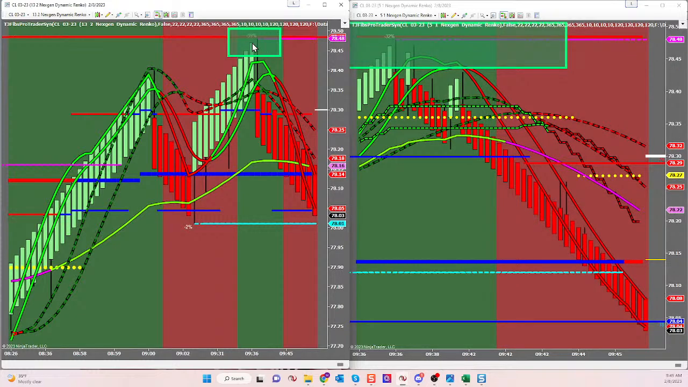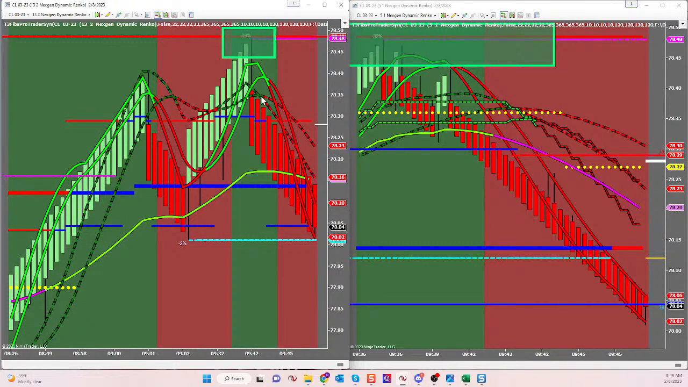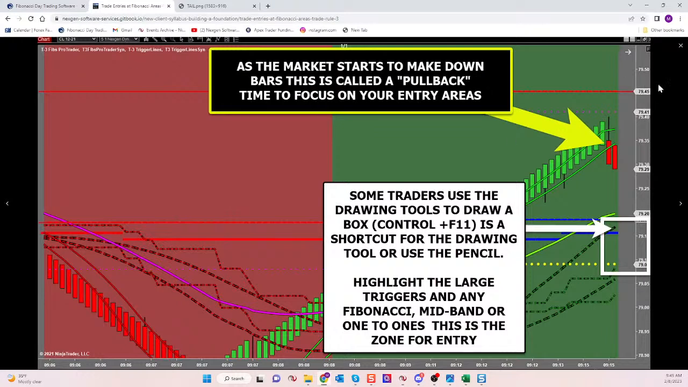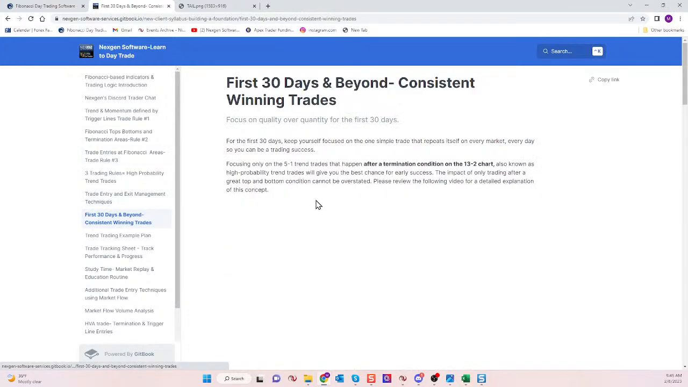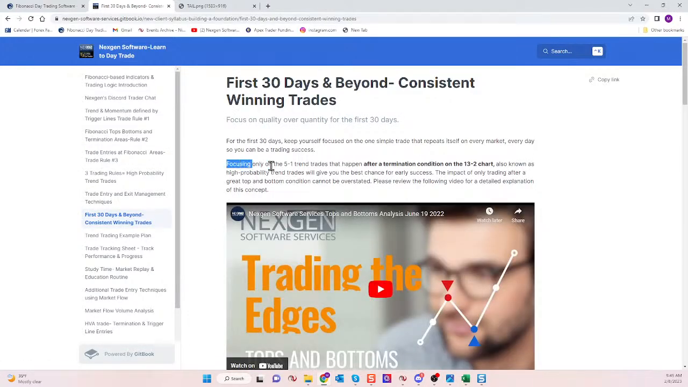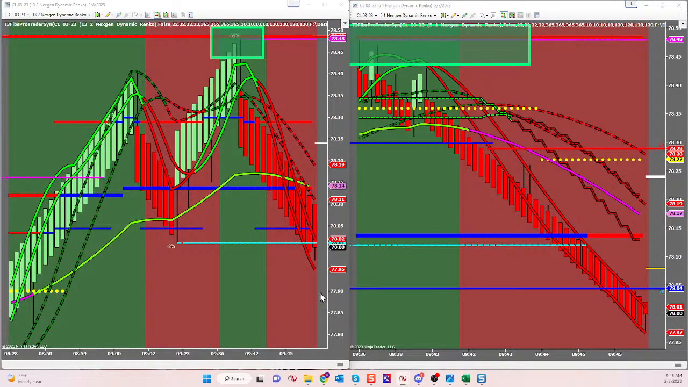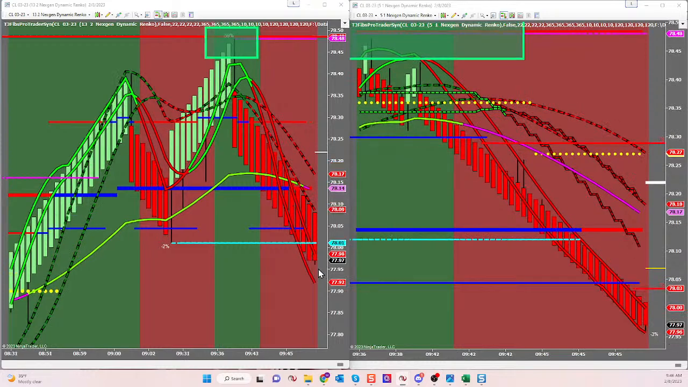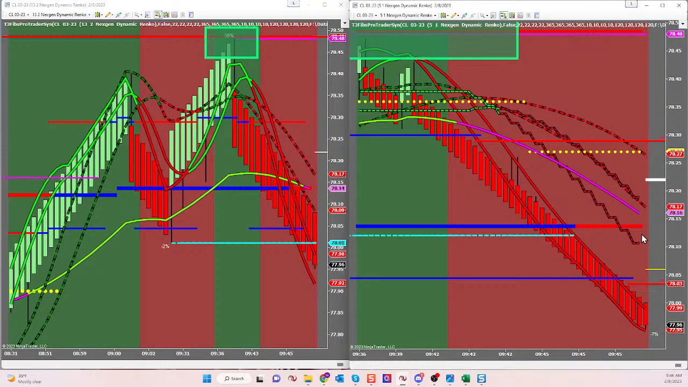Well, now this termination condition is creating a full reversal of the market, meaning these large triggers went from green to red, and now we're getting odds favorable momentum coming from a termination condition. Guys, if you go back to that commitment, that first 30 days, focusing on 5-1 trend trades that happen after a termination condition on the 13-2, that's your best chance of success. Small trigger lines are beginning to break through the areas. We have odds favorable momentum. Does everybody see it? Can we identify in a blink of an eye?